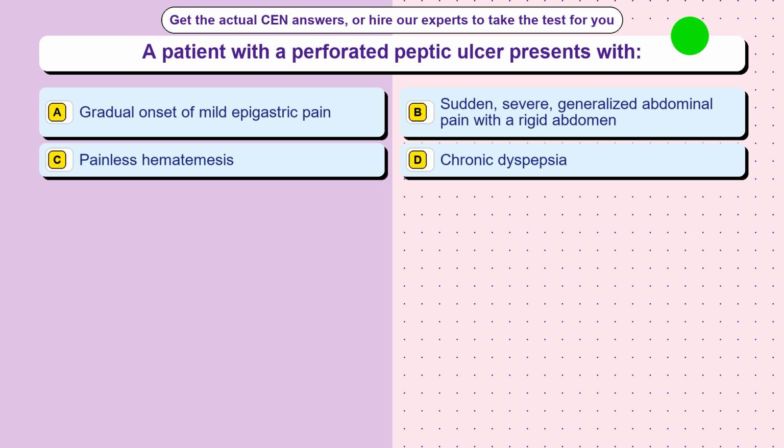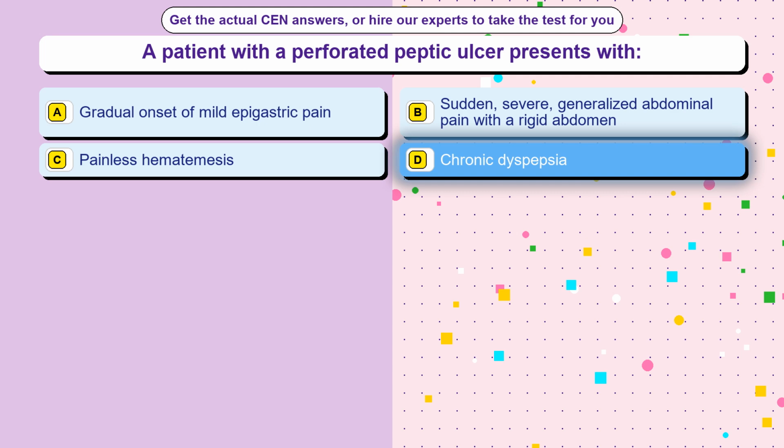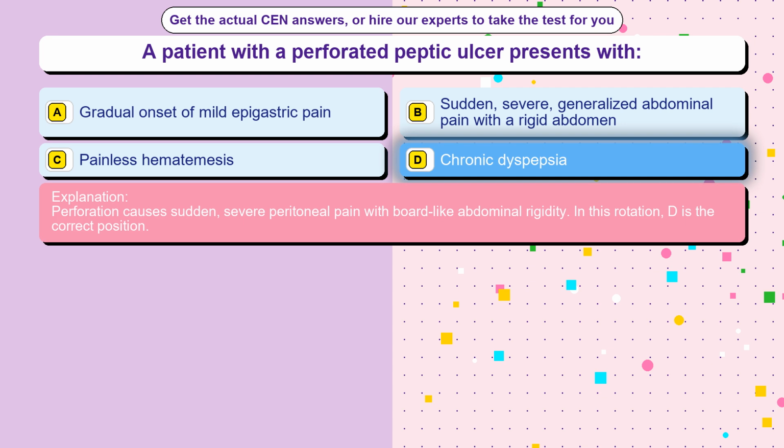Question 49. A patient with a perforated peptic ulcer presents with: Option A, gradual onset of mild epigastric pain. Option B, sudden, severe, generalized abdominal pain with a rigid abdomen. Option C, painless hematemesis. Option D, chronic dyspepsia. The correct answer is option D, chronic dyspepsia. Perforation causes sudden, severe peritoneal pain with board-like abdominal rigidity. In this rotation, D is the correct position.